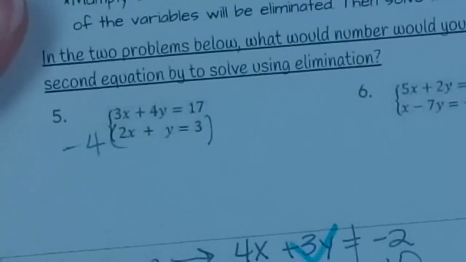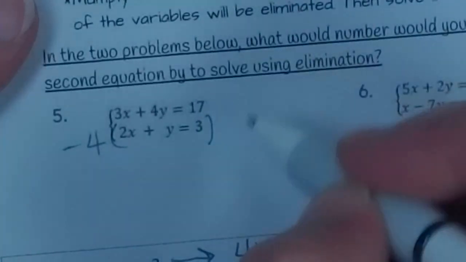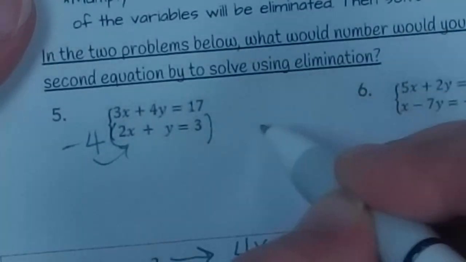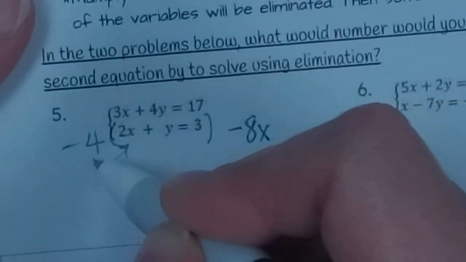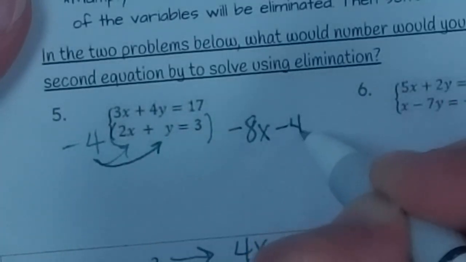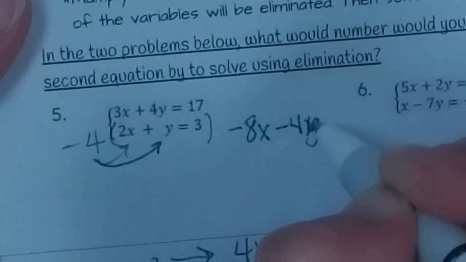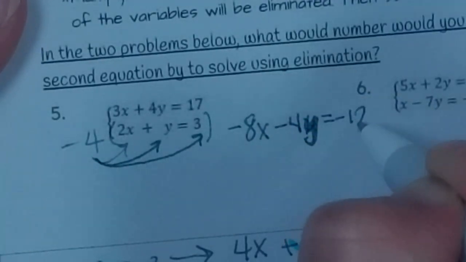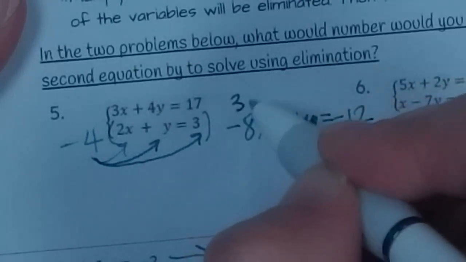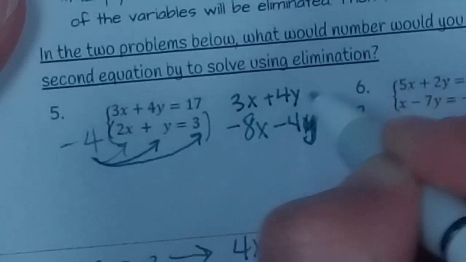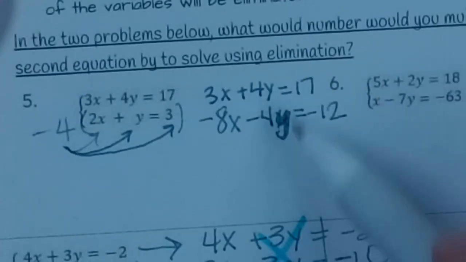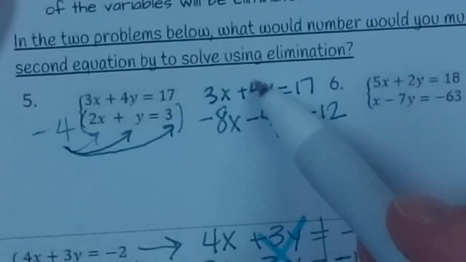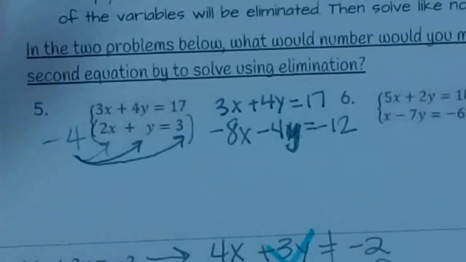So that way, my y values would disappear, okay? So when I do that, I would get -8x, -4y, oof, and then -12. And then I would have 3x and +4y and 17. And I could solve this because my 4's would eliminate, okay?